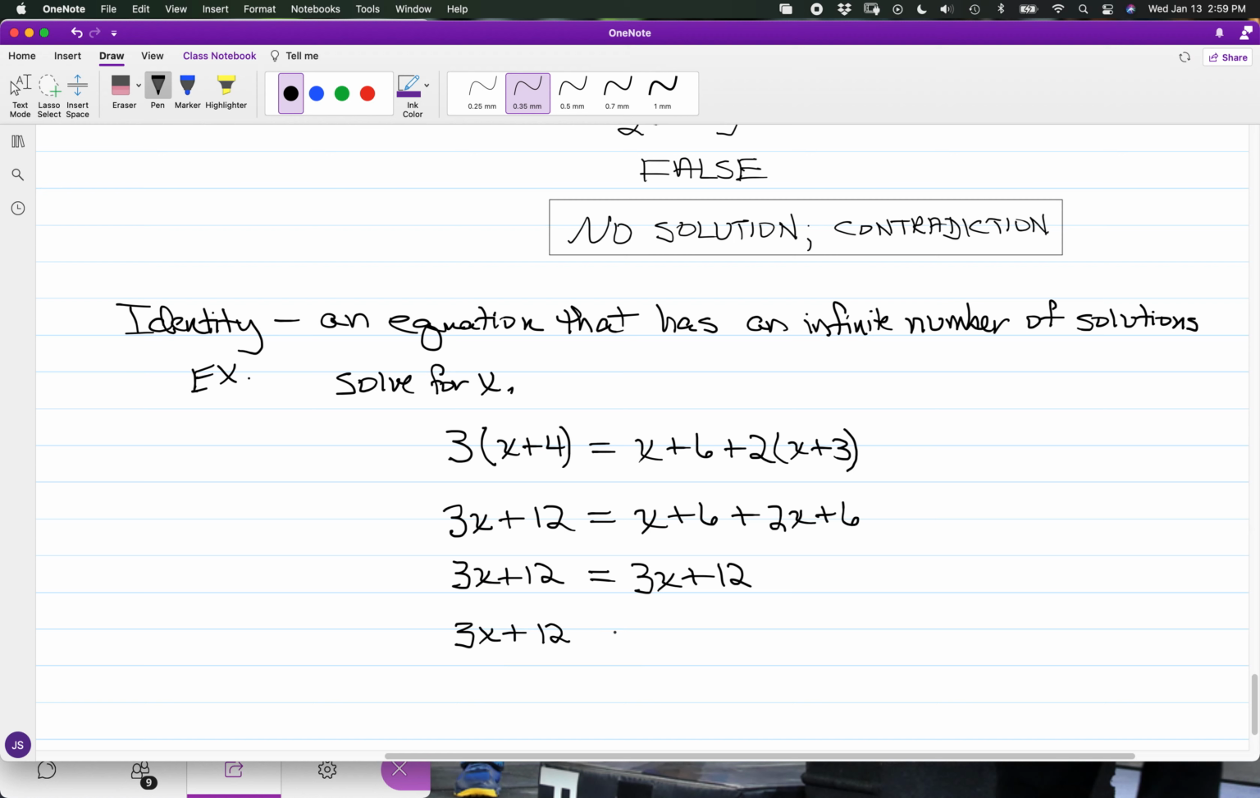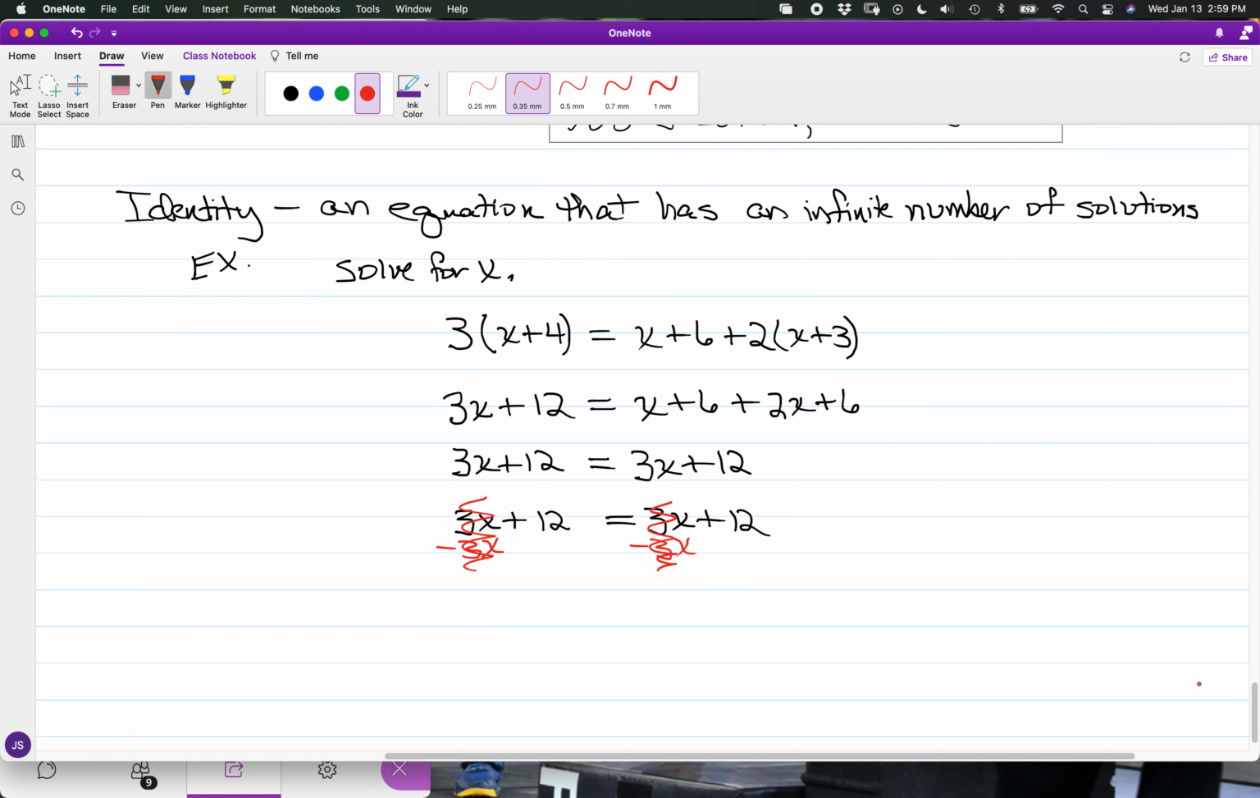And if you notice, we have the same terms on both sides. If we were to unite the variable terms, they're going to end up canceling each other out. And what is going to remain will be 12 on each side. So you have 12 is equal to 12. Now we have two numbers that are said to be equal to each other. In this case, that statement is going to be true.